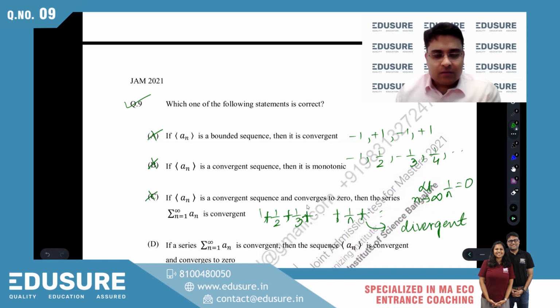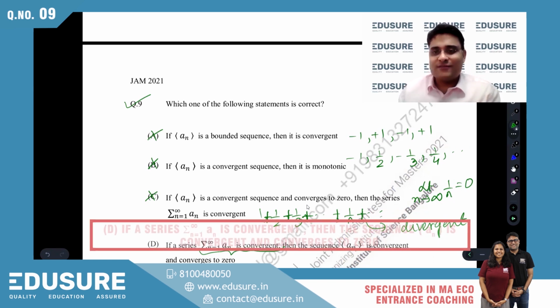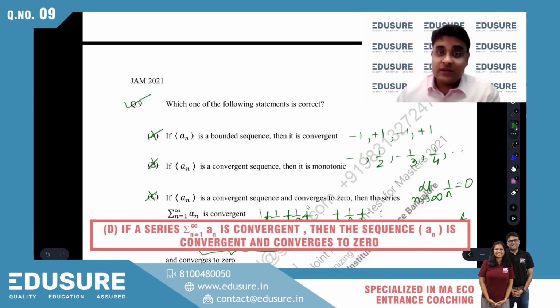D, if a series summation an is convergent, then the sequence is definitely convergent and it converges to 0. Yes. If this is a series which is convergent, then limit an is definitely equal to 0. And therefore, an is also convergent. D is the answer.